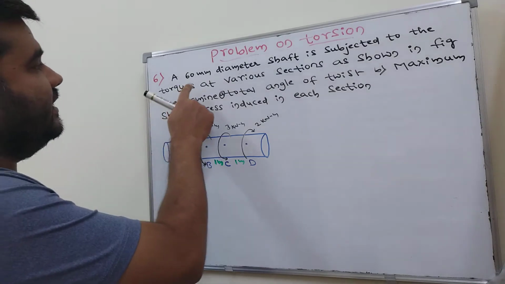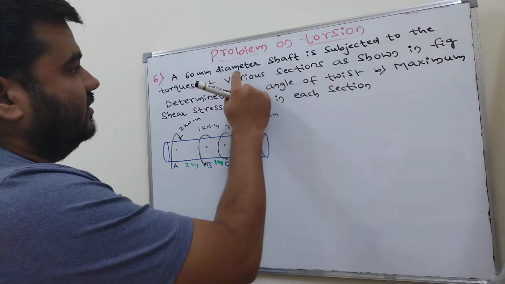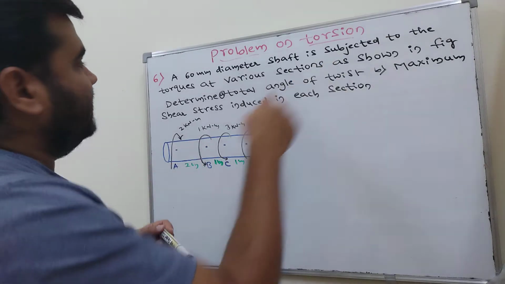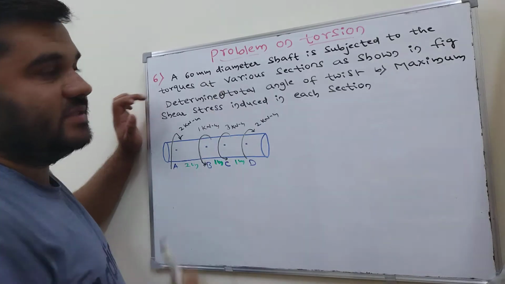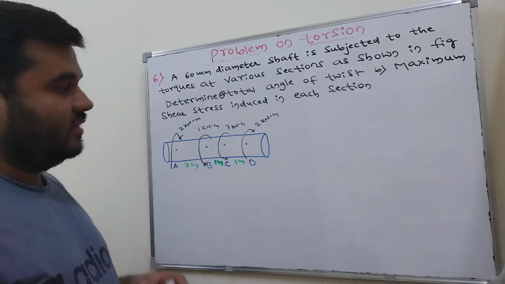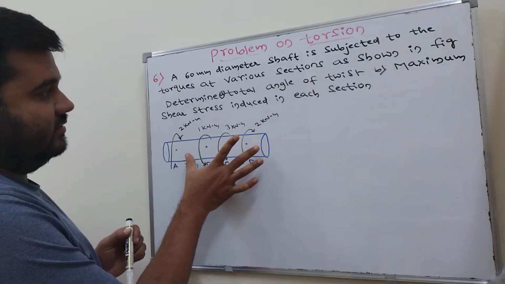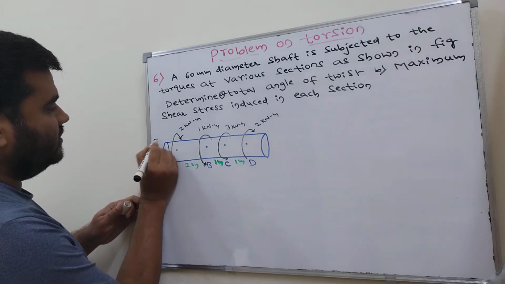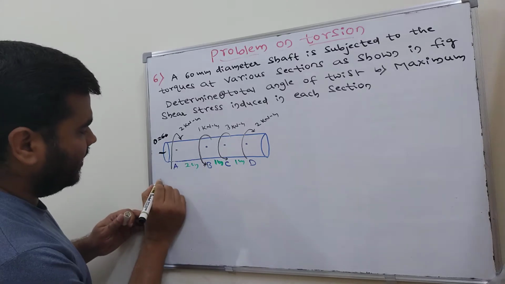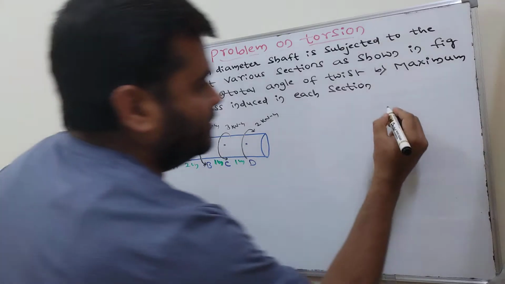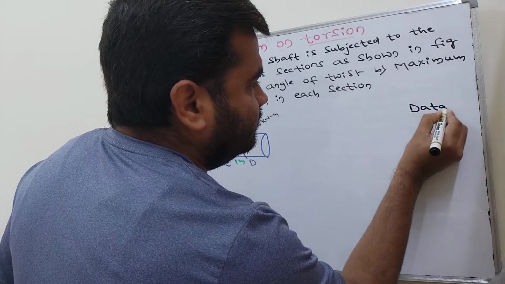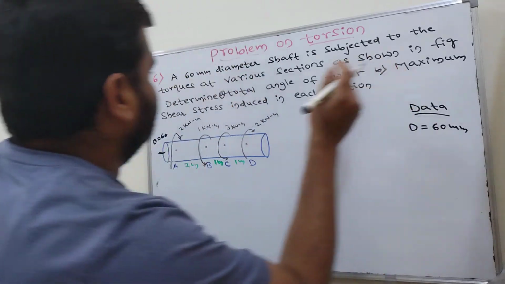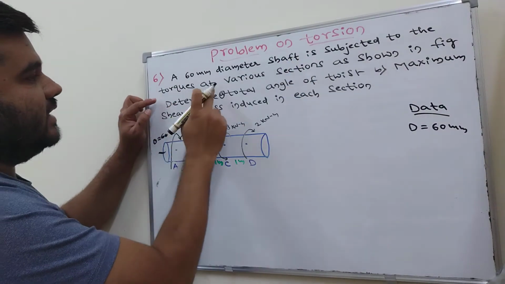A 60 mm diameter shaft, the diameter of the shaft is 60 mm, it is solid, is subjected to the torque at various sections as shown in figure. So here this is the solid shaft, its diameter is d equal to 60 mm, that is data. So data: diameter of the shaft equal to 60 millimeter, subjected to the torques at various sections.